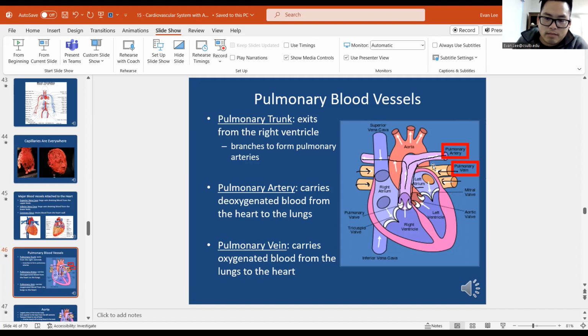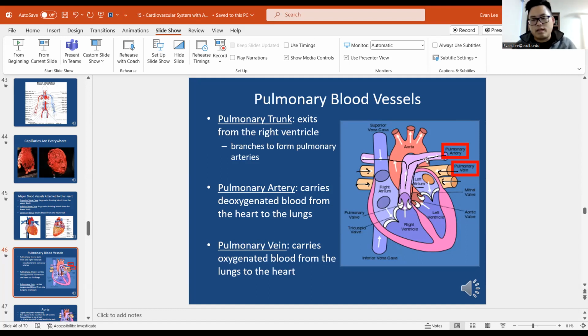So I want you to notice something here, which is that the pulmonary arteries are kind of purplish or blue in color because it's carrying deoxygenated blood. And I want you to be careful because usually arteries are red, but these pulmonary arteries are blue. So that's just something to be careful of and take note of.